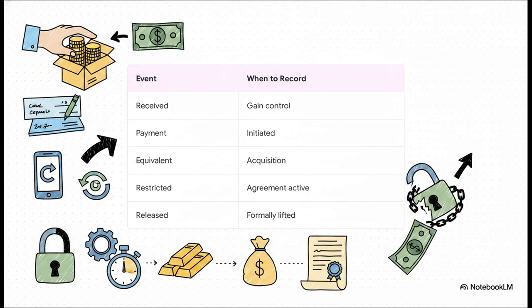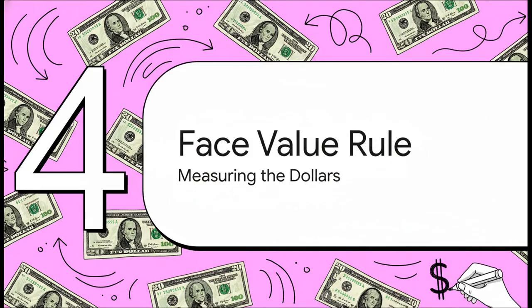If you buy a cash equivalent, record it right at acquisition, assuming it passes the 3 classification tests. For restricted cash, record it when the funds transfer or when the agreement becomes legally effective. And finally, when a restriction is lifted, you reclassify it back to unrestricted cash the exact moment it is formally released.